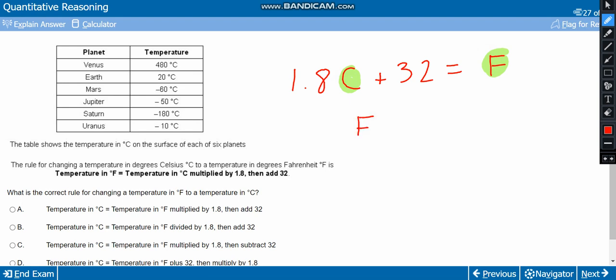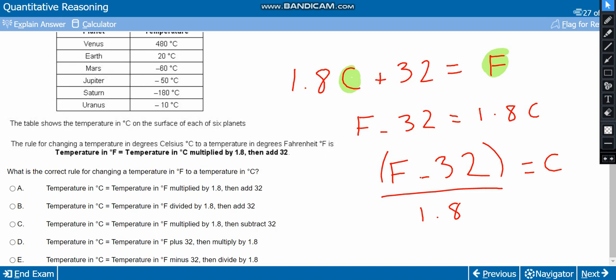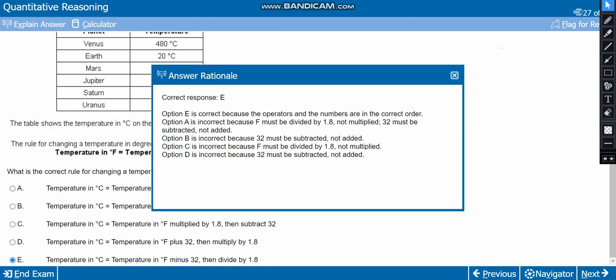So first we subtract 32. That would give us 1.8 times the temperature in Celsius. And then divide both sides by 1.8. And that will give us Celsius. And as we can see, that corresponds to answer E. And here's the answer rationale.